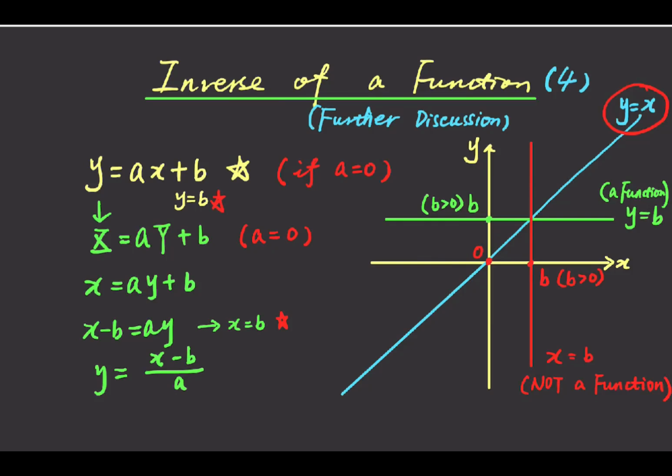When considering the inverse of a function, we must consider a special situation. That is to say, for the original function, if it is a linear function, but here, if a is not equal to 0, you will find its inverse must be a function. But if a equals 0, the original function will become this expression.